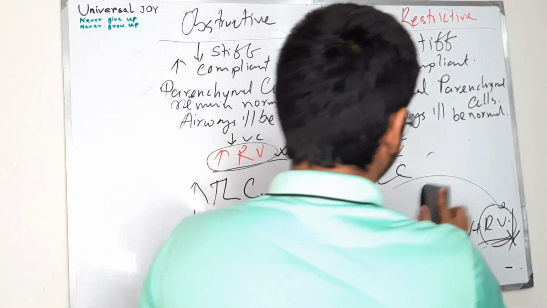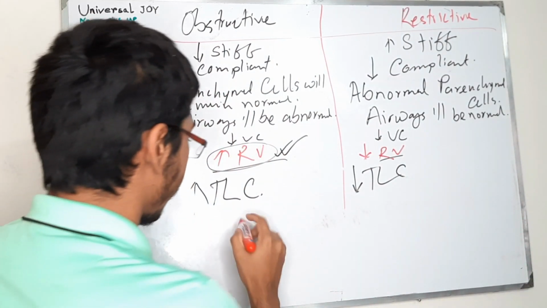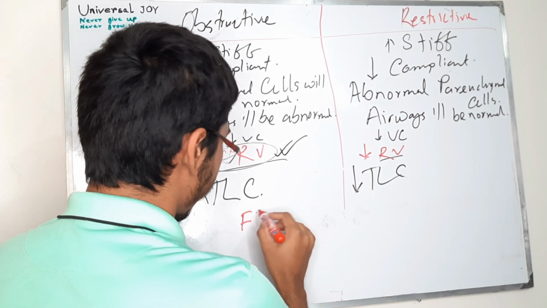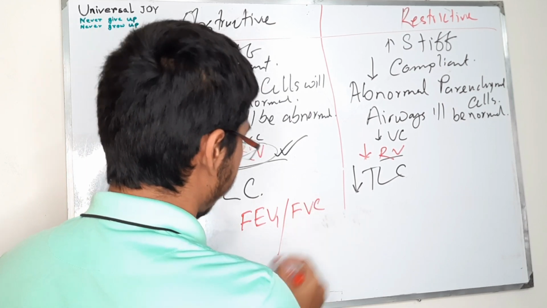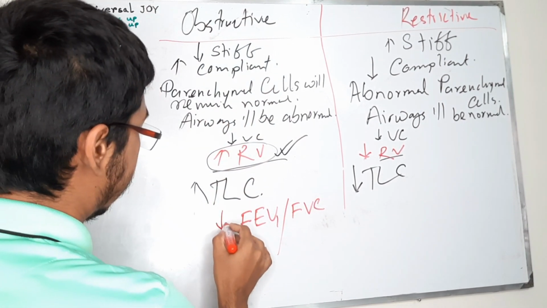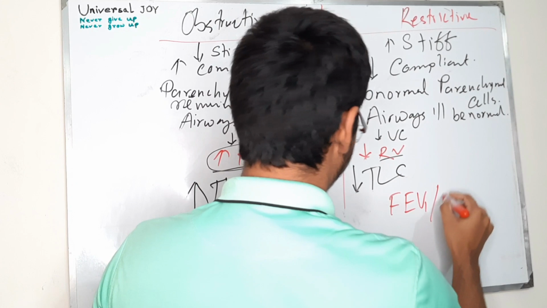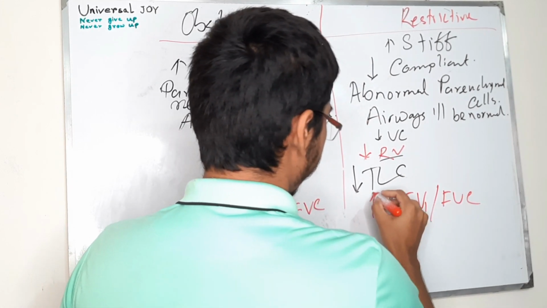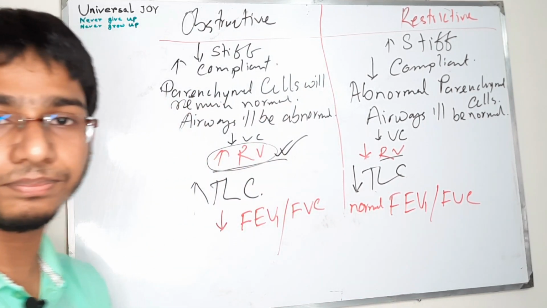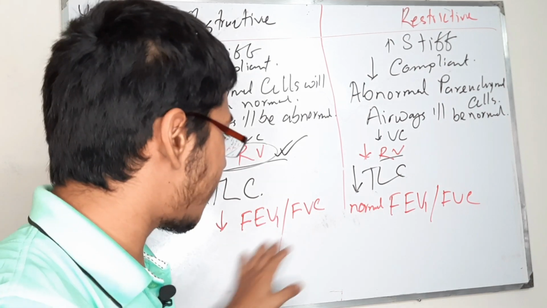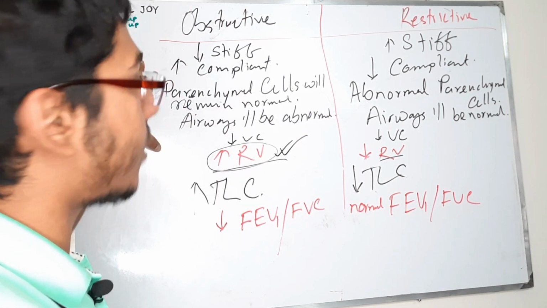Now, another thing that you have to keep in mind is that the ratio of FEV1 and forced vital capacity will be less in obstructive disease, and the ratio between forced expiratory volume 1 and forced vital capacity will remain normal in restrictive disease. Okay. So these are all the differences between obstructive disease and restrictive disease.